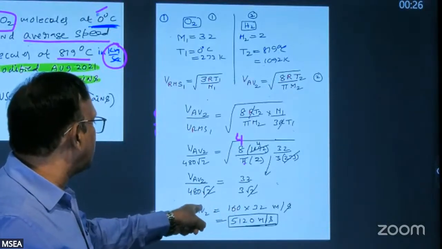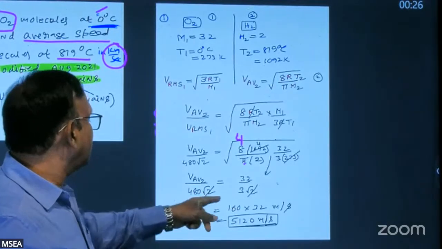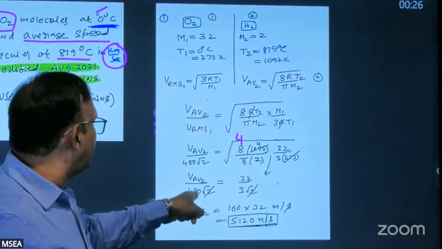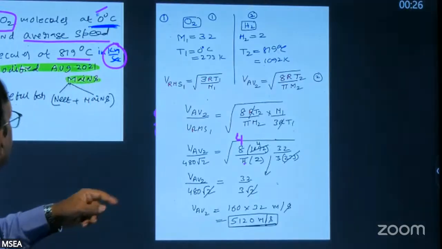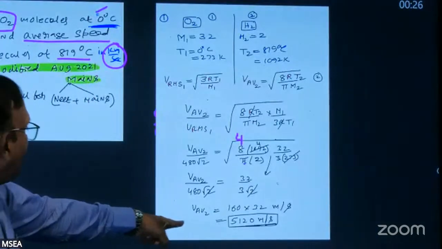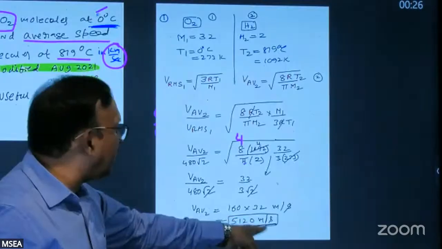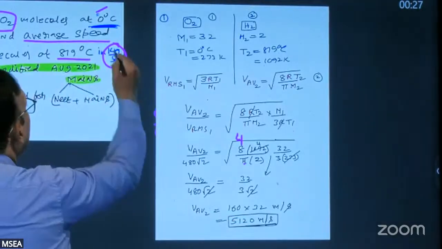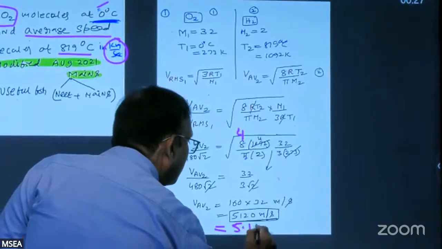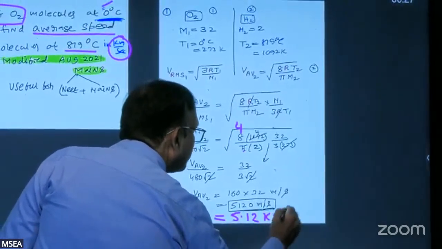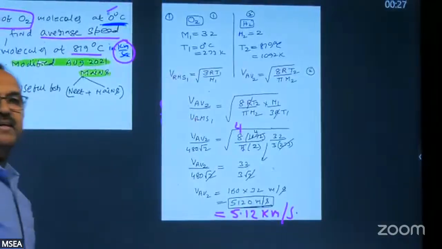So V average 2 comes out to be, okay, this 3, 180, 480 is 160 times 32. You get this answer, expressed in meters per second, 5120 meters per second. I want the answer in kilometers per second, so naturally it comes out to be 5.12 kilometers per second.